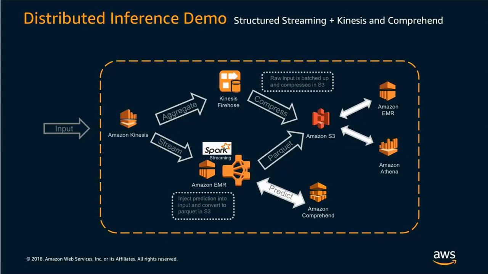We have 2 paths here. One is the batch aggregate path. It basically uses a Kinesis Firehose to batch up the tweets, compress them, and then store them in S3. So we get a copy of the raw data. The second path is the Kinesis stream. In this case, the tweets pass through Kinesis and then get processed by Spark structured streaming. And then we inject the predictions coming from Amazon Comprehend into the tweets. And then we save the results into Parquet files, and we can save that into JSON or other formats as well. And then the results can be queried using Spark SQL on EMR, using Presto on EMR, or using Amazon Athena as well.